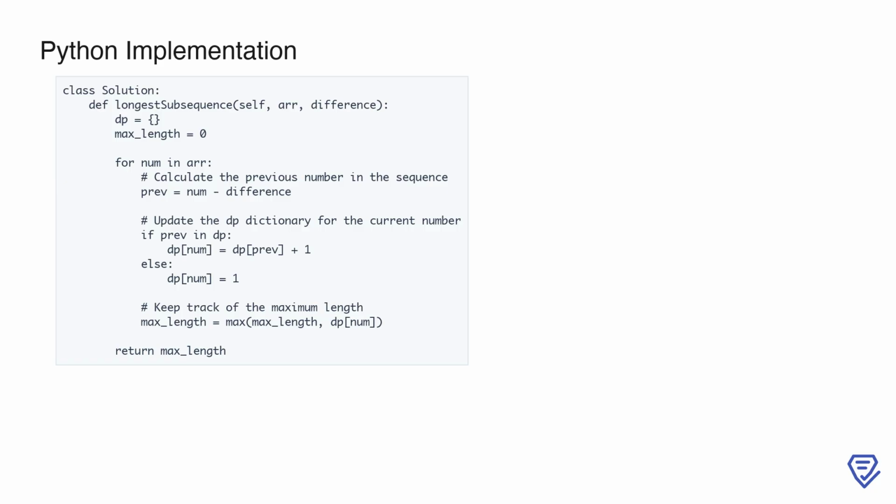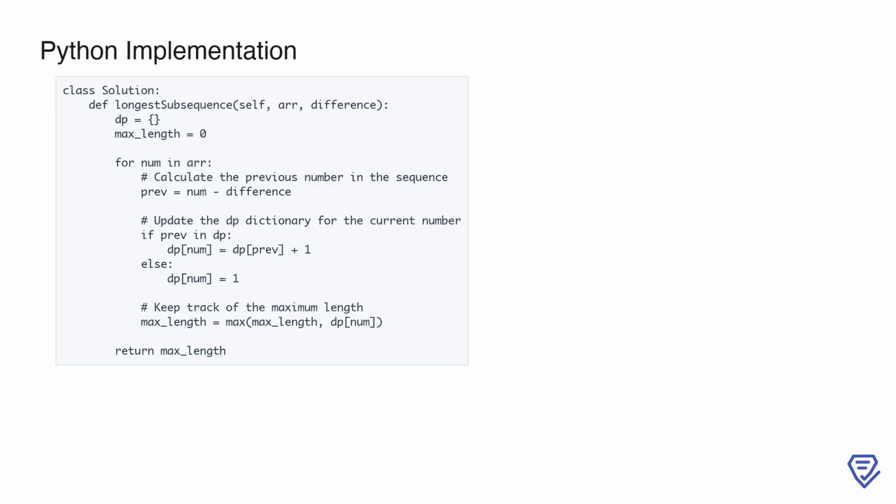This implementation solves LeetCode problem number 1218, longest arithmetic subsequence of given difference, using a dynamic programming approach with a dictionary for efficient state tracking. Line-by-line explanation. 1. Initialization of the DP dictionary. The DP dictionary stores the length of the longest arithmetic subsequence ending with each number in the array. For example, dp[number] represents the length of the subsequence ending with number.